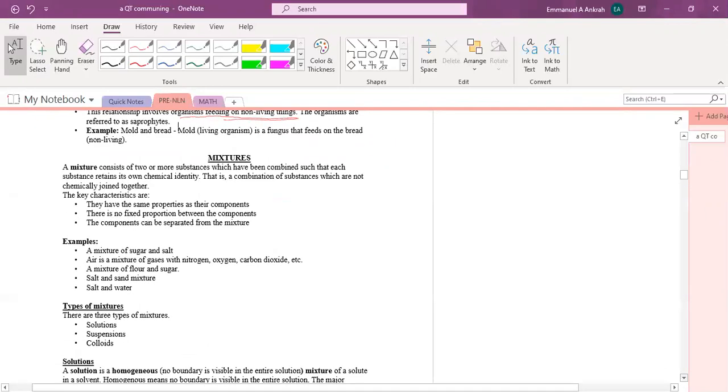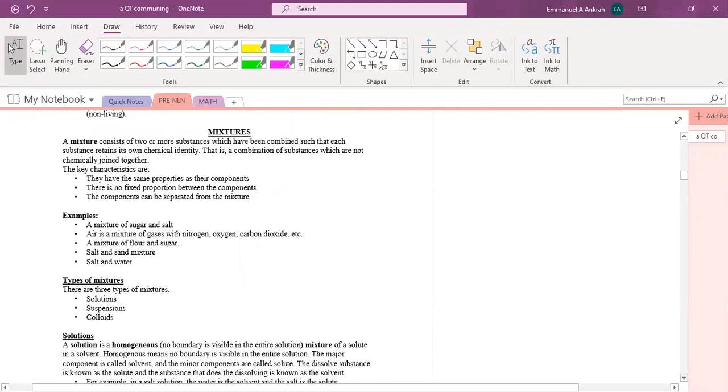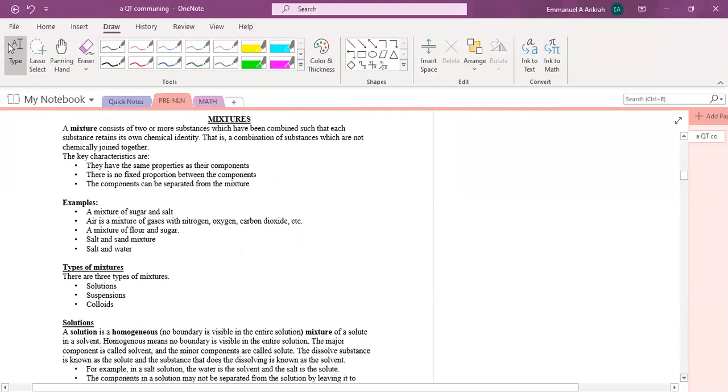All right. So let's quickly look at mixtures. A mixture consists of two or more substances that have been combined such that each substance retains its own chemical identity. So a mixture is mixing two or more substances. They maintain their own chemical identity. In other words, there's no chemical reaction occurring between the substances being put together. No chemical reaction. So this is like a physical interaction, not a chemical change.